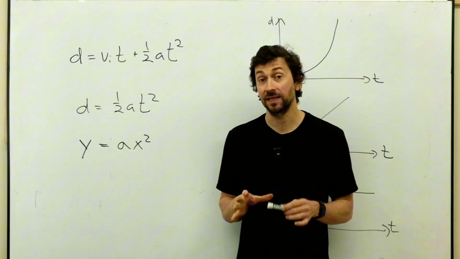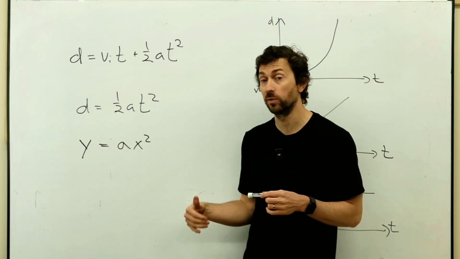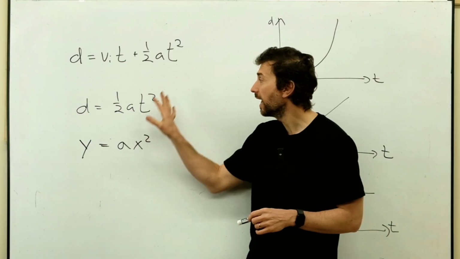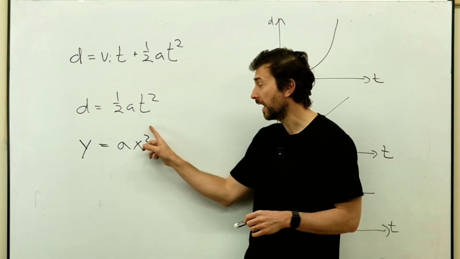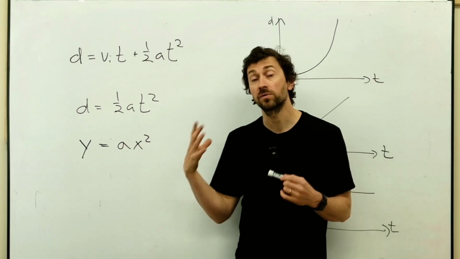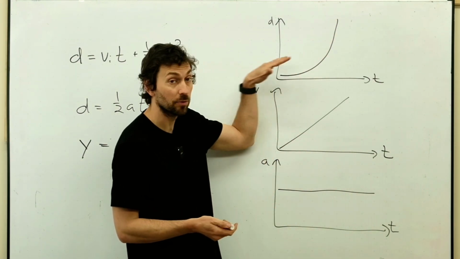You've probably done something like this in pre-calc, graphing parabolas, y equals a x squared. So the displacement is my y, and my time is like my x there. And when there's a number here, when there's acceleration, displacement is going to have a shape like a parabola.